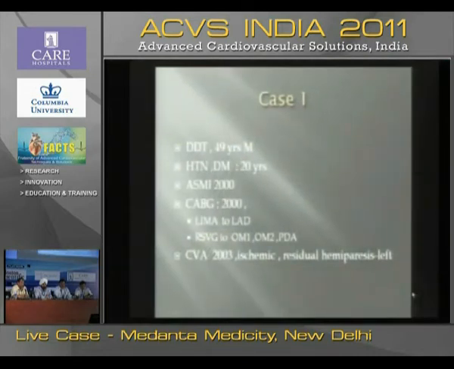Here, as you can see, this is a 49-year-old man, very young. He is diabetic, hypertensive, had angioedema in 2000, had a bypass surgery in 2000 at the age of 39 years. He had a Lima to LAD, vein graft to OM2 and PDA. He had some CVA event also in 2003, which is recovered.